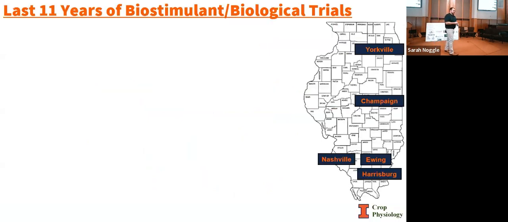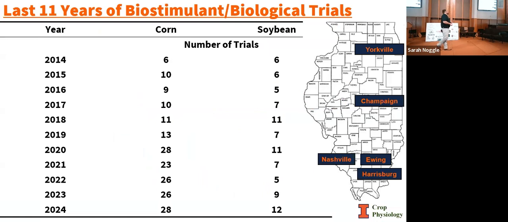So we've been doing biostimulant biological trials for 11 years now. So here's the different years. You got corn or soybean. That's pretty well what we've done. We're starting to get into wheat as it's moved north. I'm going to put a line here between 2016 and 17. So this is from the crop physiology lab.